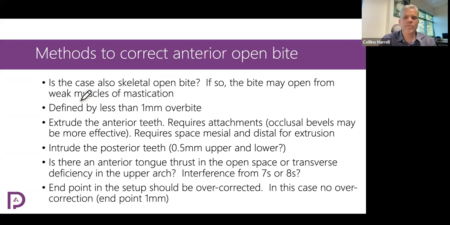Okay, so severe open bite cases, especially ones that also are skeletal open, might require extractions to help close the bite or even surgery. Okay, but in general, aligners are very good appliances for closing mild to moderate open bite, especially if the patient has moderate to strong muscle strength in their jaw. Okay, so an open bite is defined by less than 1 millimeter of overbite.